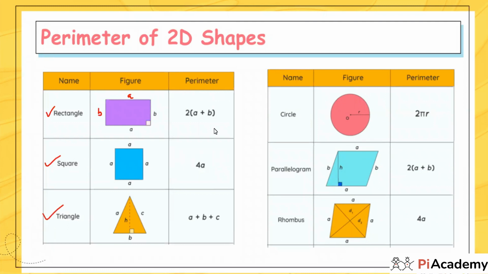Now let's talk about circle. For circle, this is the formula you have to remember, okay? 2 pi r. Now for the parallelogram, you have the same. As per the property of the parallelogram, opposite sides are equal, like rectangle, so the formula will be the same. And for rhombus, we all know all four sides are equal, like square, so the formula is equal to 4a, as we have in square. Okay, make sure you remember these formulas.